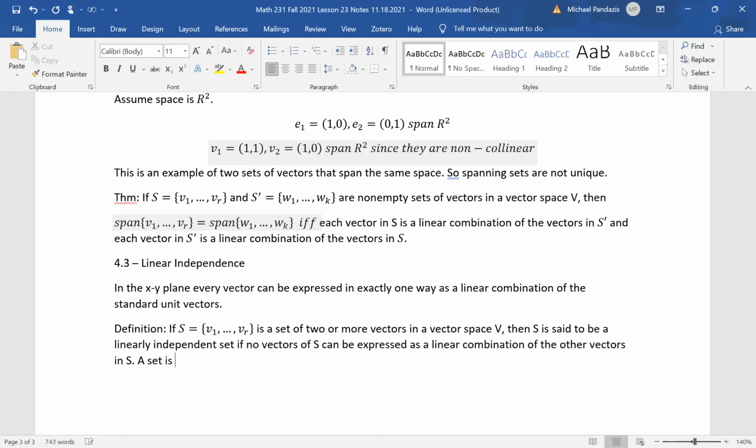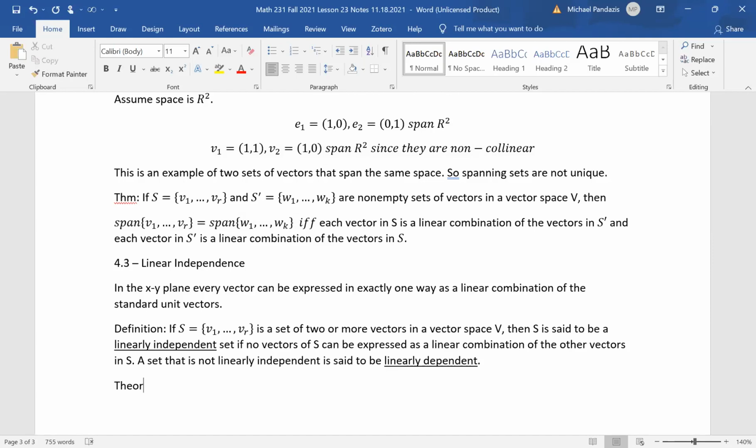A set that is not linearly independent is said to be linearly dependent. Okay, so this is the definition of a linearly independent set, and also the definition of a linearly dependent set. So we have linearly independent sets and linearly dependent sets. So every set is either one or the other, not both, and not neither. It has to be at least one of them also.